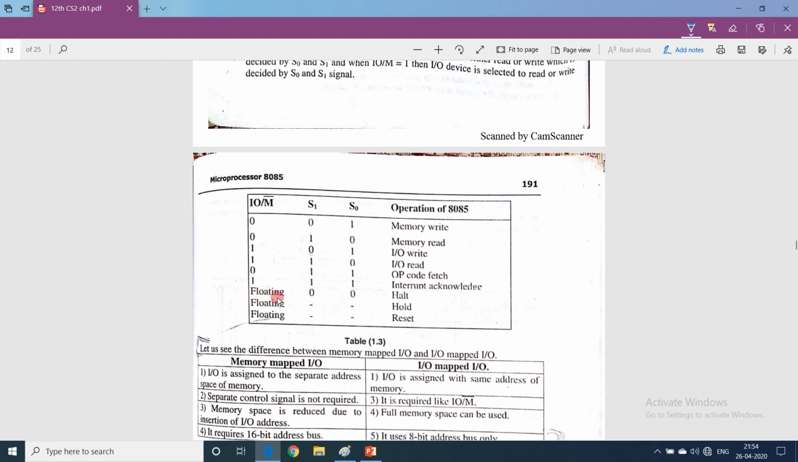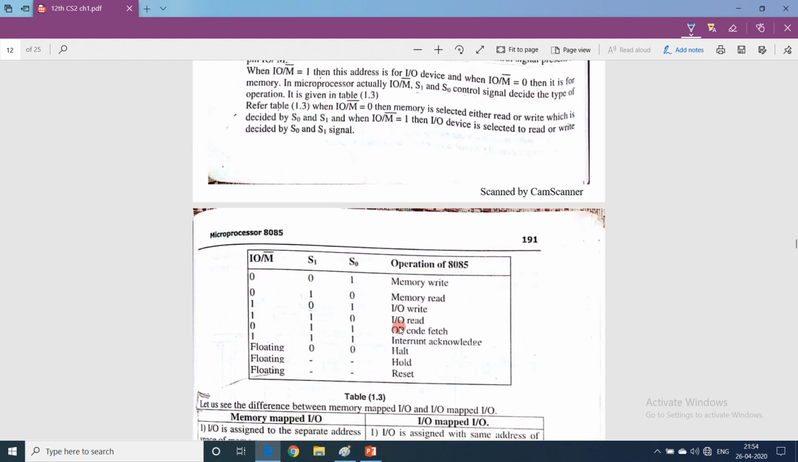Okay, then here it is floating. Floating means the value is flickering, 0101, whatever. And if it is 00, it is used to halt, stop whatever process is going on. And when it is flickering and these two are unused, it is used to hold. When this is flickering 1010 and these two are unused, it is for reset.